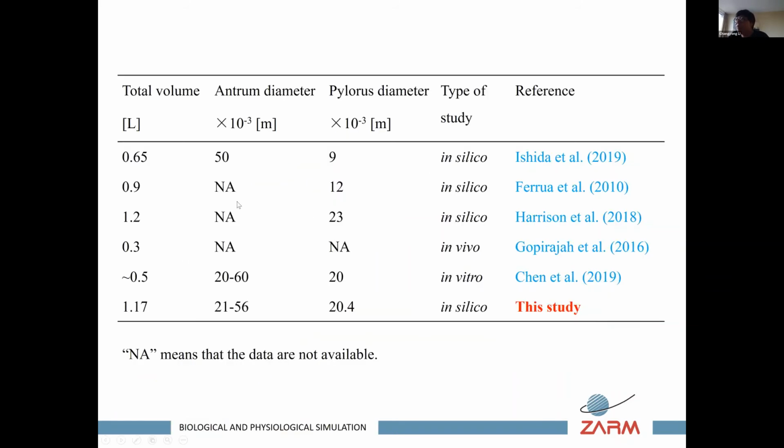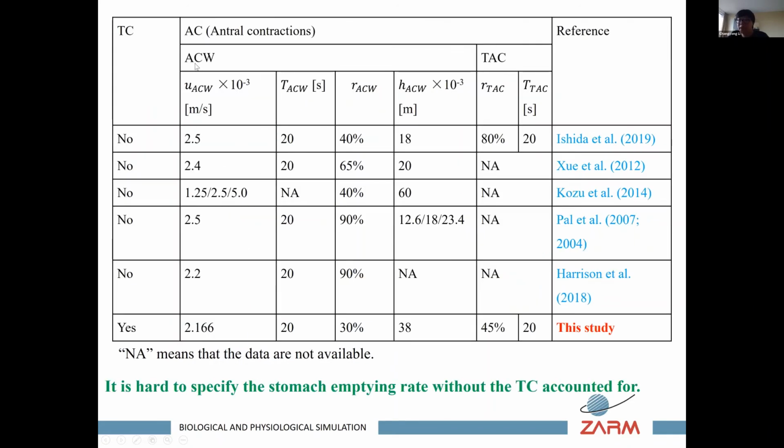This table shows the main parameters of the stomach, for example, the volume and the pylorus diameter. As can be seen from this table, our parameters are within a reasonable range. This table shows characteristic parameters of muscle contractions in different numerical studies. It can be seen that tonic contraction was neglected in most works in the past. However, it's hard to specify the stomach emptying rate without the tonic contraction accounted for. Both tonic contraction and antral contractions are taken into account in our study.